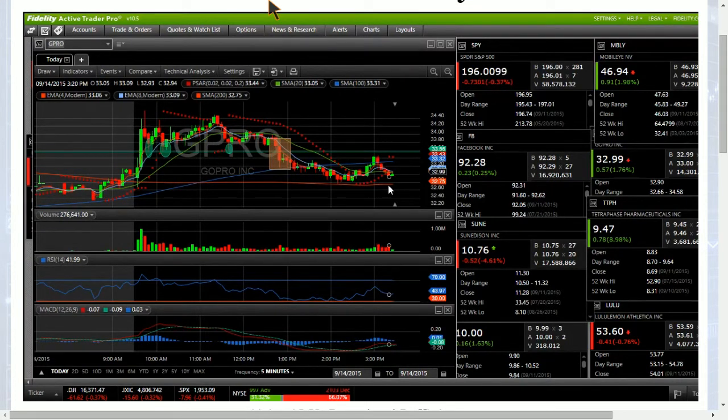GoPro support is the 200 period moving average of 32.75. After that, the low of the day is 32.66. And from there, you'll have to look at any of the previous low of days, which on Friday was 31.32.